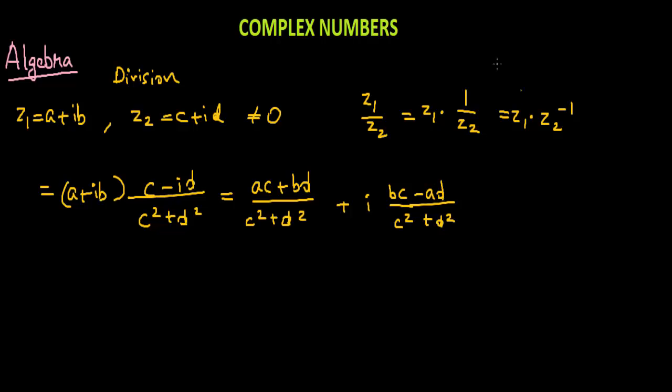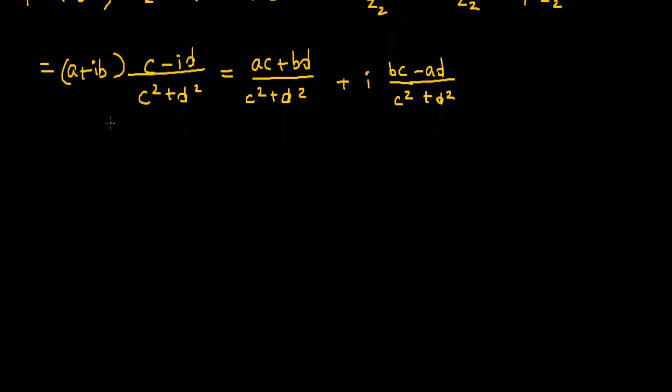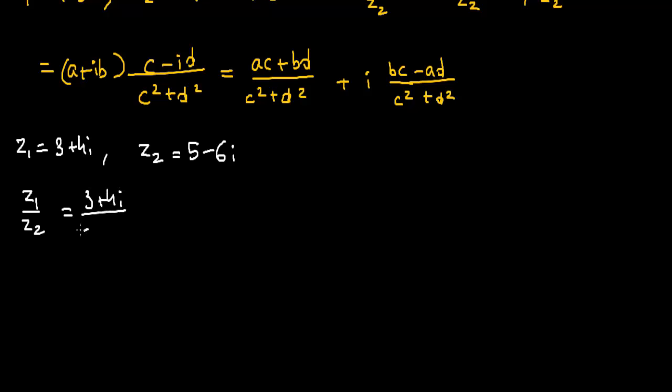I will explain this with the help of an example so that it will be much better. Suppose we have z1 equals 3 plus 4 iota and z2 equals 5 minus 6 iota. So z1 upon z2 is 3 plus 4 iota upon 5 minus 6 iota. We'll just multiply the denominator and numerator by the conjugate of the denominator.